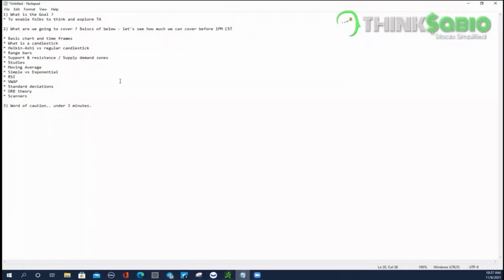So let's look at our schedule now. We looked at the basic chart, we looked at the time frames, we looked at the candlestick, and what is the open and what is the close of a candlestick and how it is determined, right? We looked at Heikin Ashi versus regular candlestick.